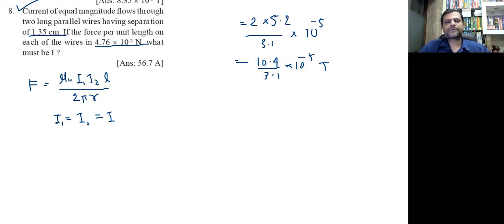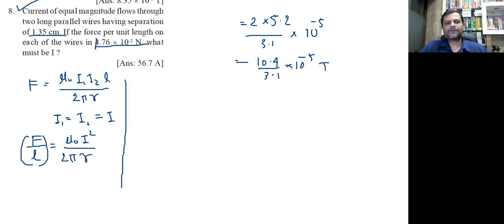And they have talked about force per unit length here. Force per unit length means F upon L, so we have to take this L down into the denominator under the force. This gives us force per unit length, that is F upon L, which is already given here. The value given is actually the value of F upon L, and that is going to be equal to mu naught into I square upon 2 pi into r as it is, so that we can just rearrange this equation for I square.